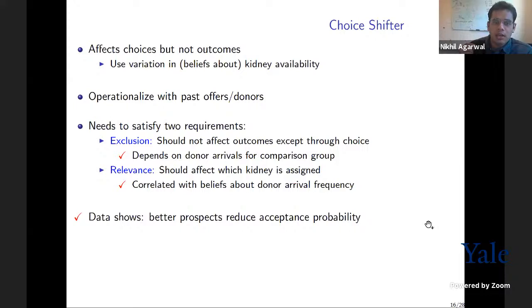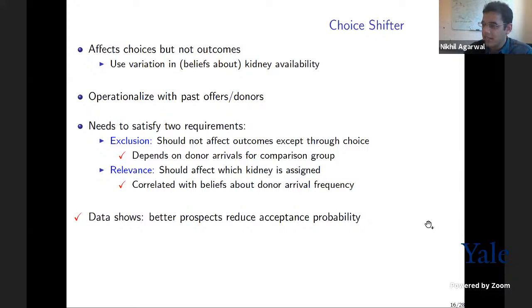Specifically, the past donors and offers should not affect the outcomes except through the kidney that I finally get. Okay, so that seems natural. If I expect something different and therefore I'm deciding to decline a kidney, it should not affect what would have happened to me had I been transplanted that kidney.